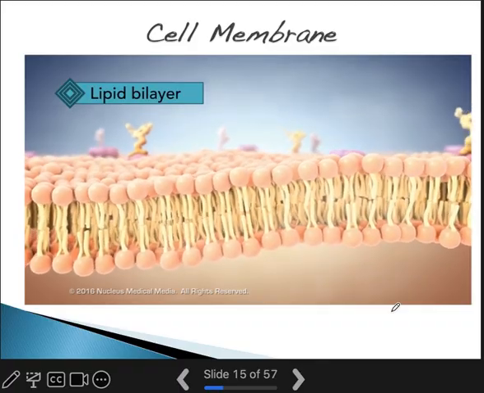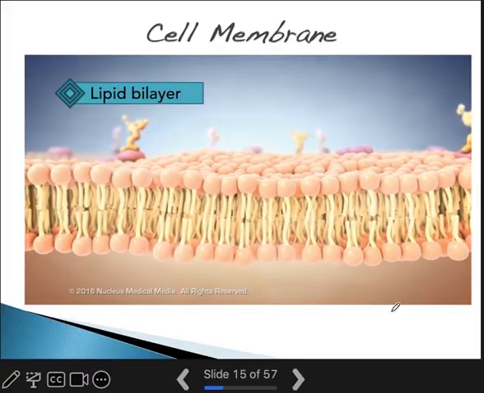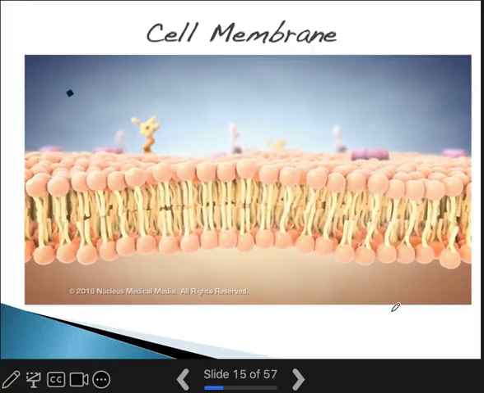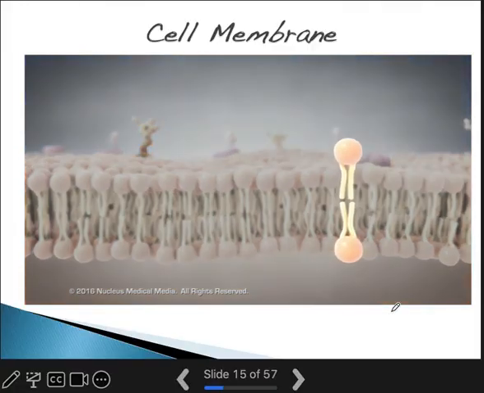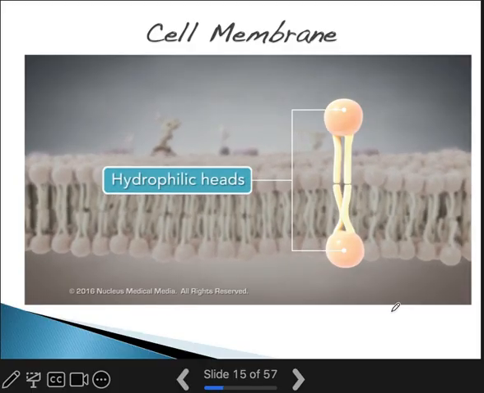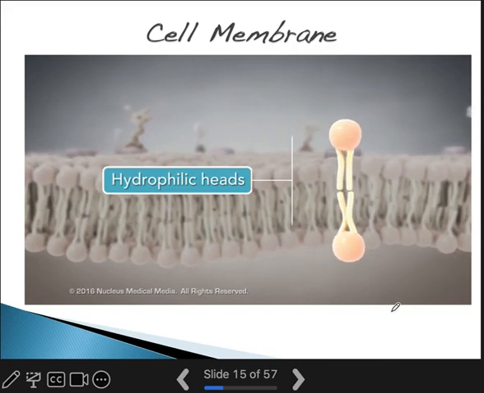The lipid bilayer isn't rigid. The phospholipids in it have the ability to move in a flexible, wave-like motion. Let's take a closer look at a few phospholipids. The round head portions are hydrophilic, which means they are attracted to water.